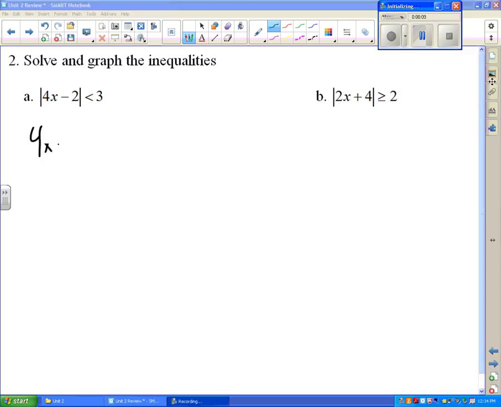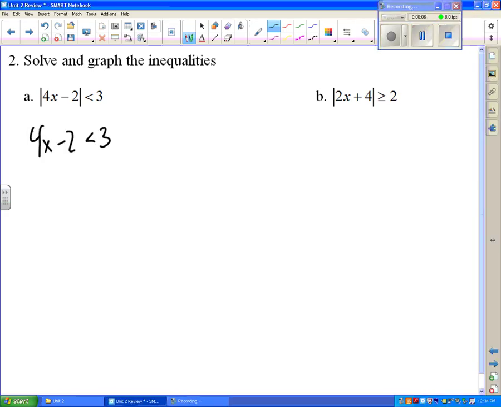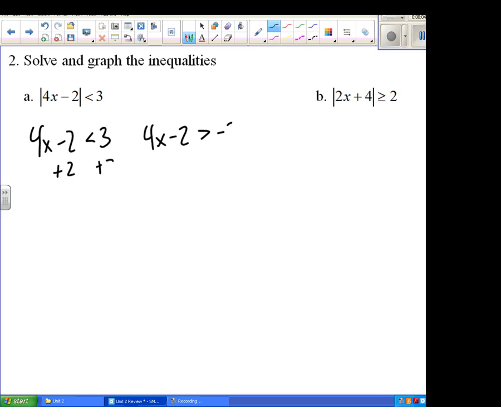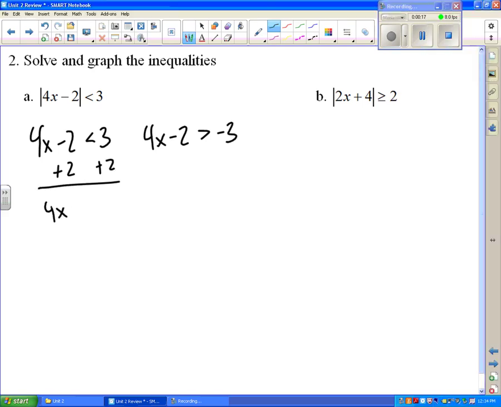Same thing. 4x minus 2 is less than 3, and 4x minus 2. Now here we need to change the inequality symbol and the sign over there. Our steps are going to be the same. 4x is less than 5, divide by 4, divide by 4. X is less than 5/4.